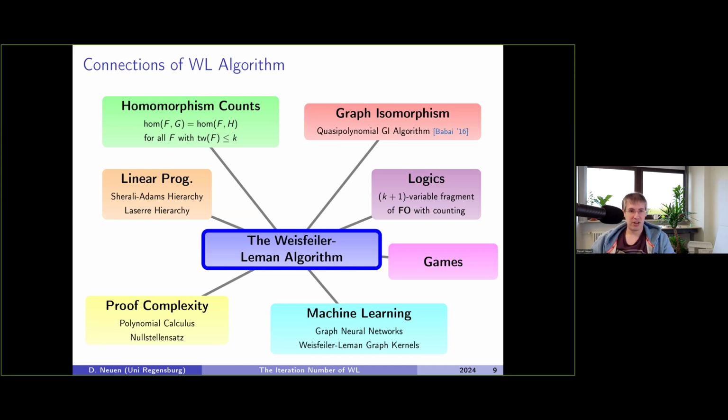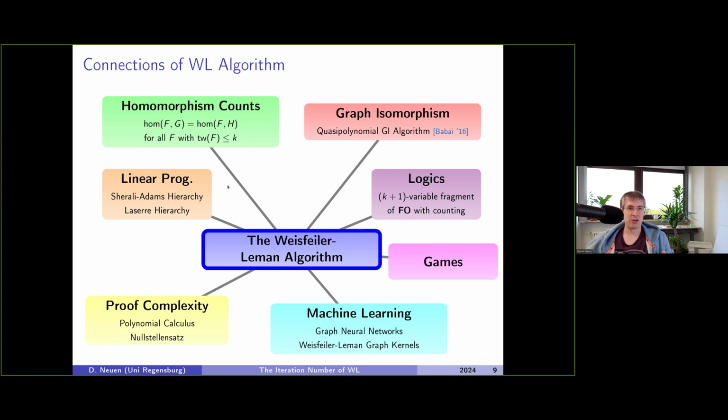So I've already mentioned the application to the graph isomorphism problem, but as it turns out, the Weisfeiler-Leman algorithm also has a lot of surprising connections to other areas. So we have seen the connection to logic, to this k+1 variable fragment of first-order logic with counting, and also the connection to games that I've just mentioned. But beyond that, in recent years, various other connections have been discovered. For example, there is also a characterization of Weisfeiler-Leman in terms of homomorphism counts.